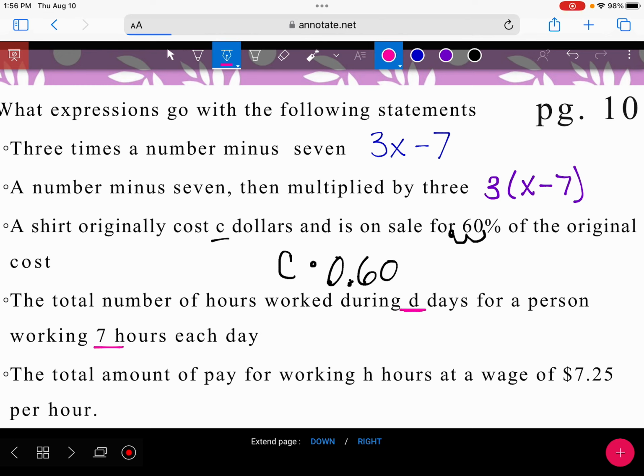I know they work 7 hours every day. So if they work 1 day, they work 7 hours. If they work 2 days, they work 14 hours. If they work 3 days, they work 21 hours. What we're doing is taking that number of days times the 7 hours per day.